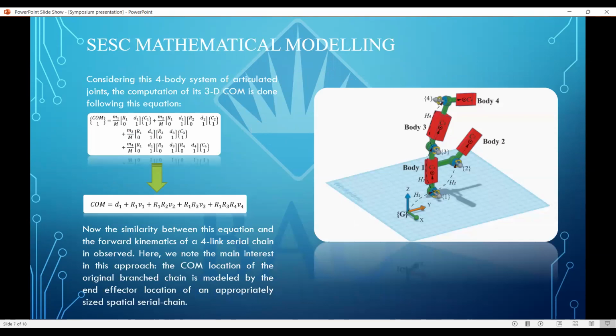For the mathematical modeling, I tried to keep this simple so I don't take a lot of time. For a simple example, like a 4-body system of articulated joints, the computation of the 3D center of mass is done using the following equation. It's a simple forward kinematics equation, and then it is reshaped until it looks like the equation below it, which resembles the forward kinematics of a 4-link serial chain. So here we note the main interest of this approach: the center of mass location of the original branched chain is modeled by the end effector location of an appropriately sized spatial serial chain.